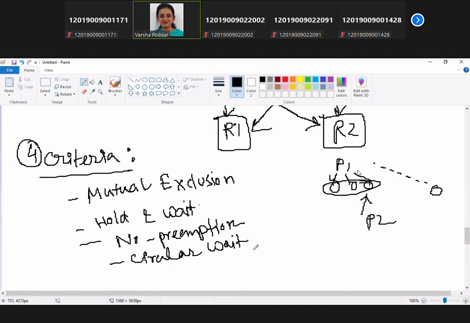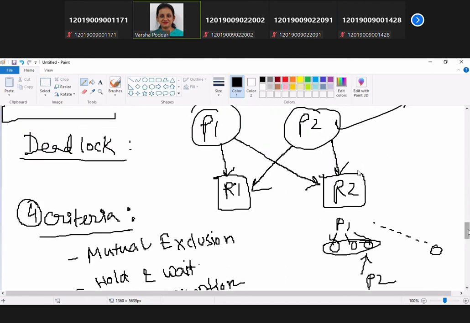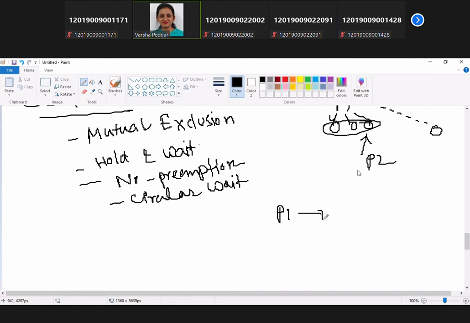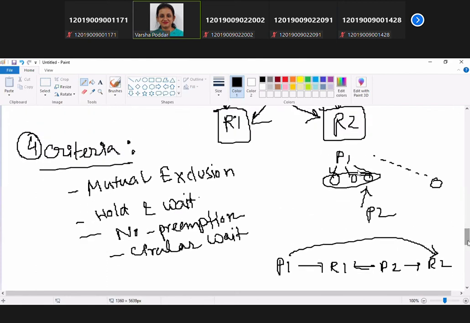Next is circular wait. Circular wait is also the same kind of thing: P1 is waiting for P2, P2 is waiting for another, and the last one is waiting for the first one. Then we can say that this is a circular wait. So one is waiting for another, and likewise the cycle forms. If you cannot break them, then deadlock will happen, right? So if any of these occurs, then there is a chance of deadlock.